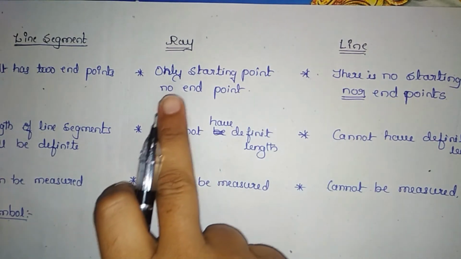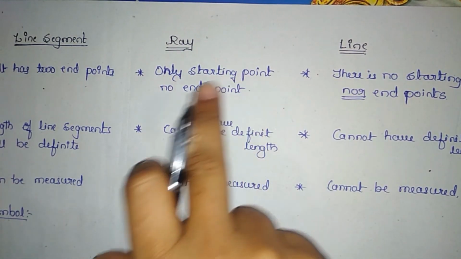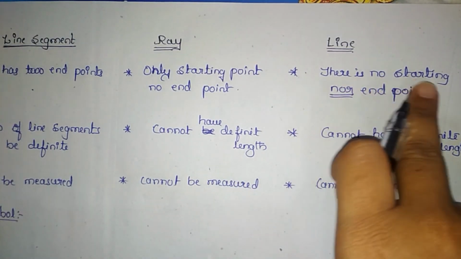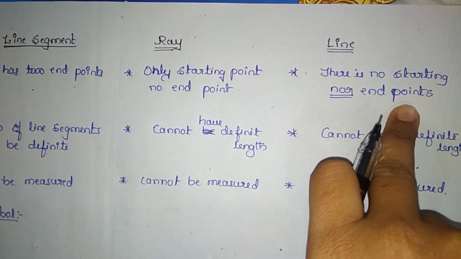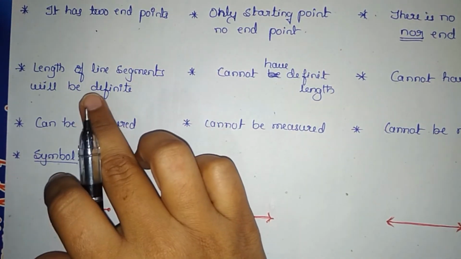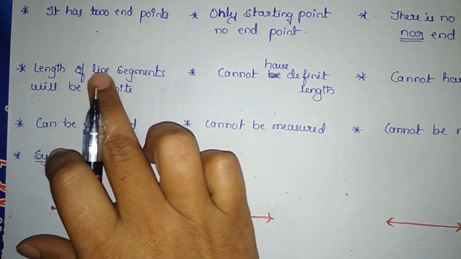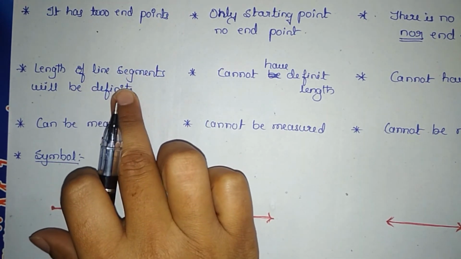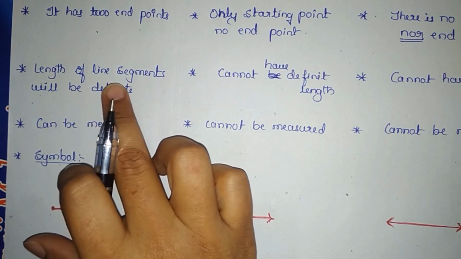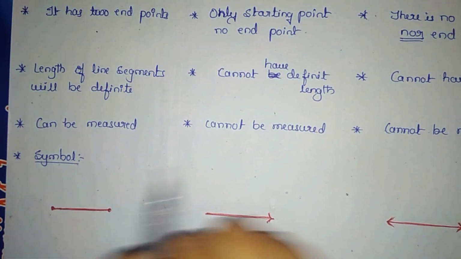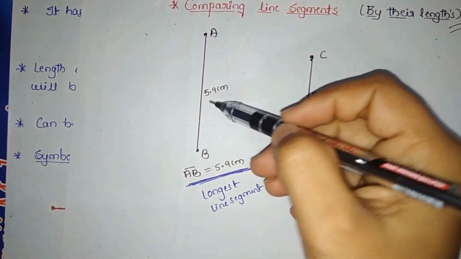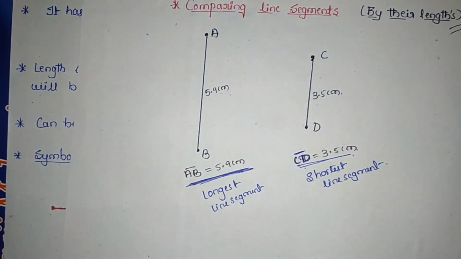And in a ray we have only a starting point but no end point. In a line there is neither a starting nor an end point. As you can see further, the length of a line segment will be definite. As we now already know what a line segment is, with many examples, line segments can be measured, like 5.9, 3.5, like this.